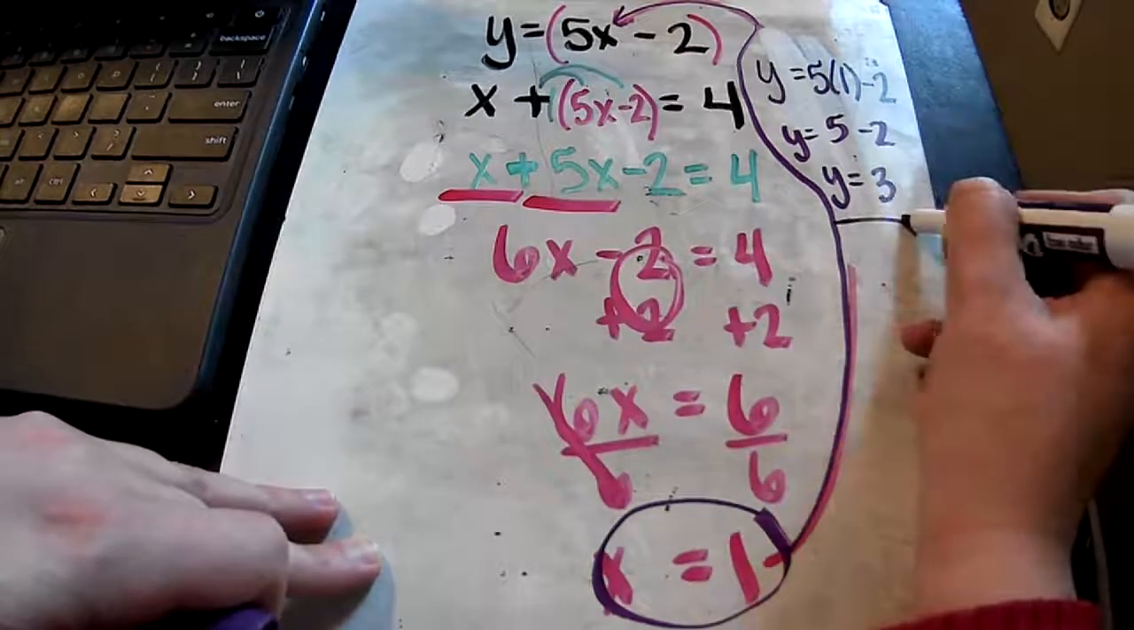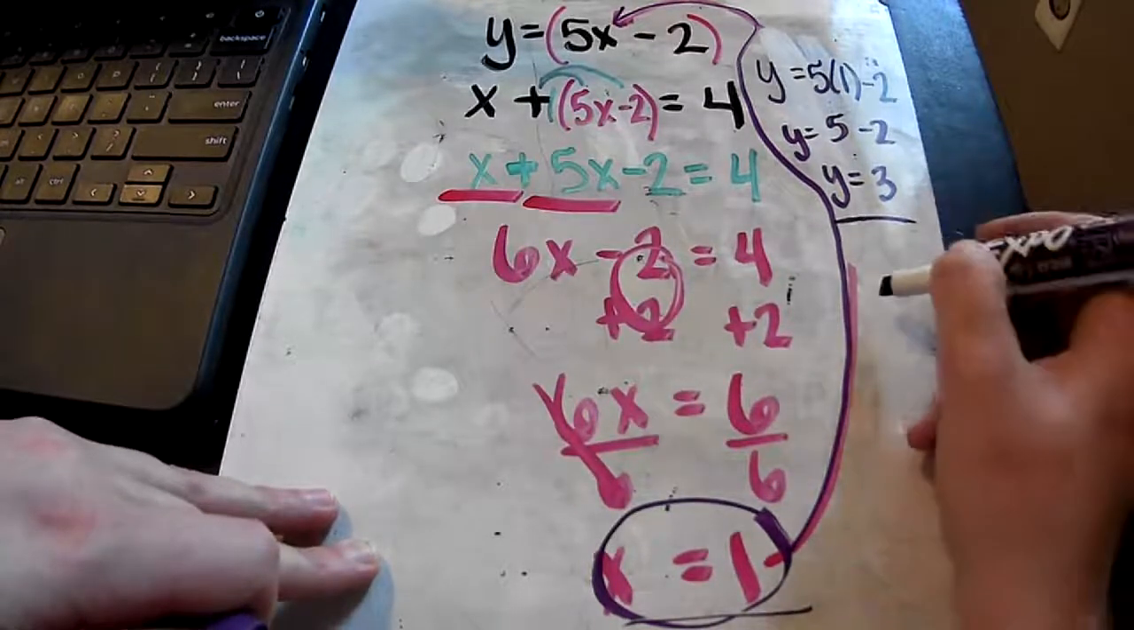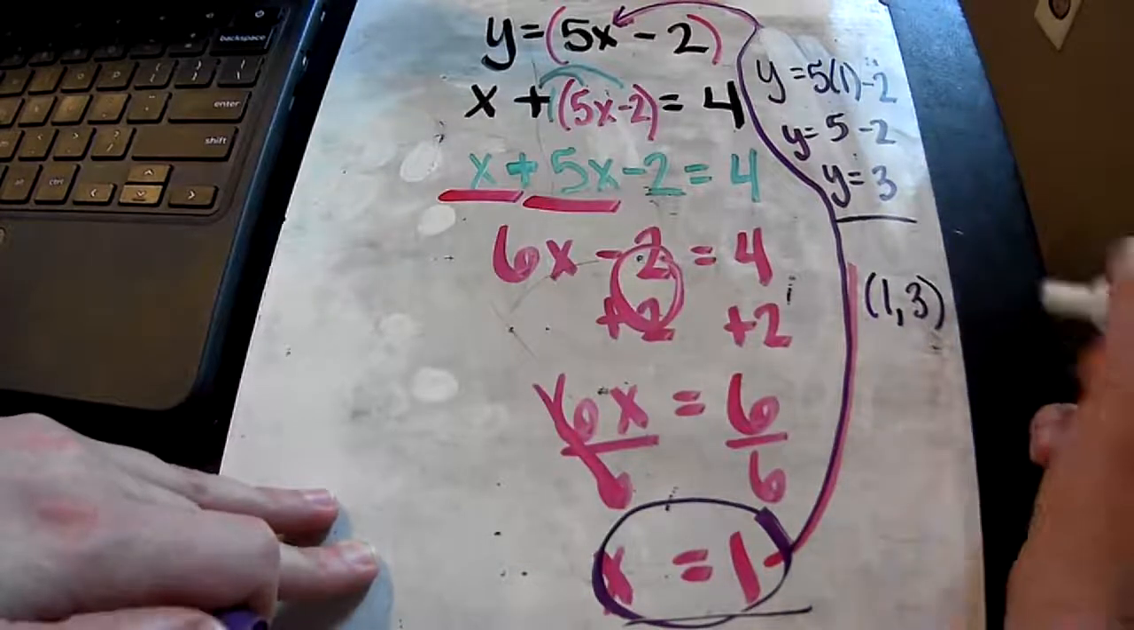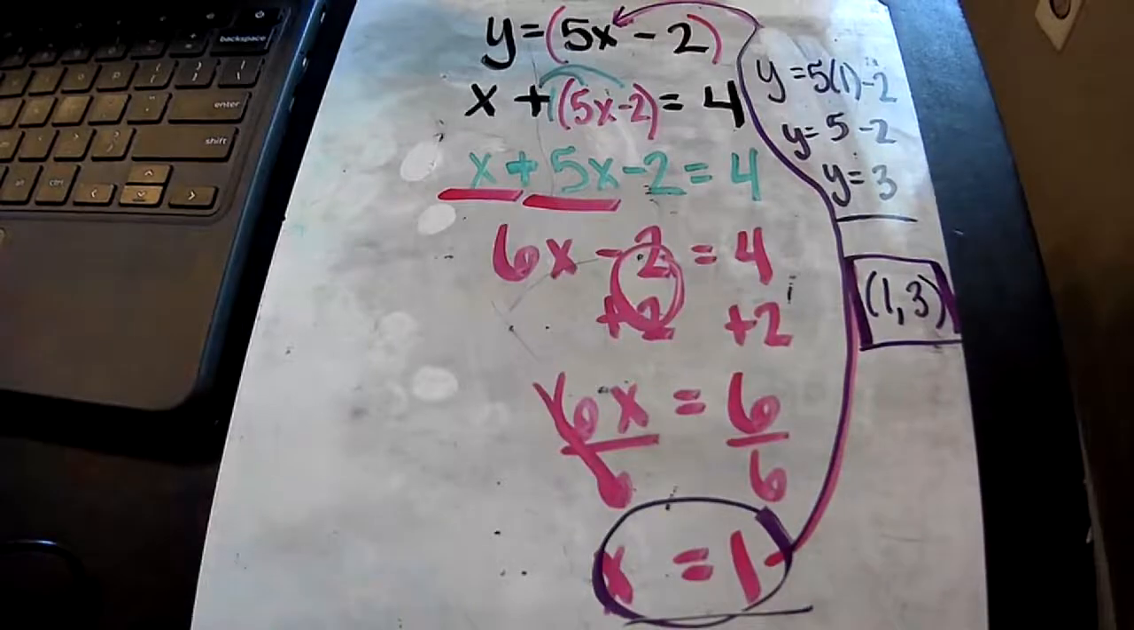So the y value was 3, the x value was 1. Just like all the other problems, we're going to give our answer as an ordered pair. X value first, y value second. Okay, so we should get positive 1, positive 3 on that one.